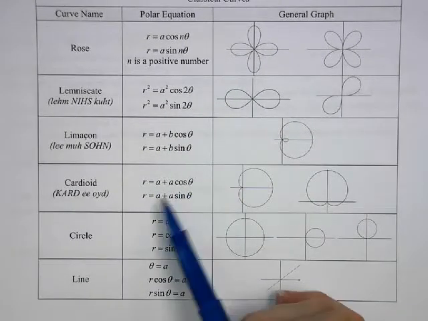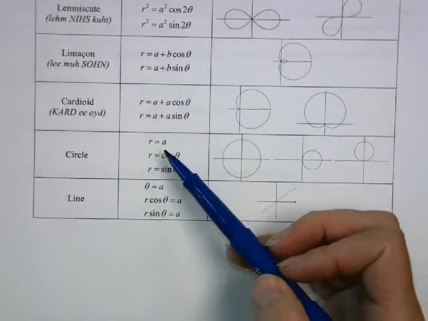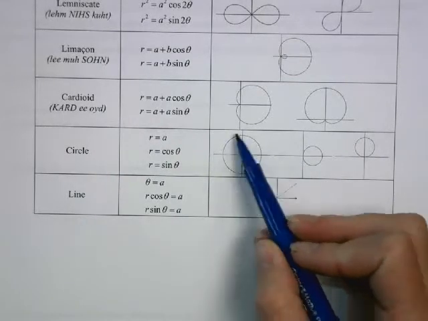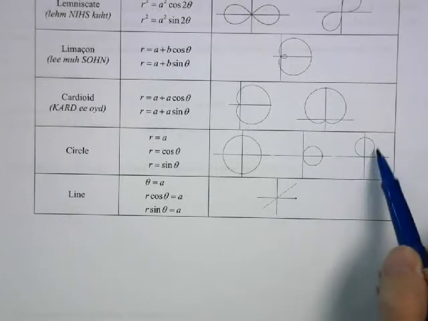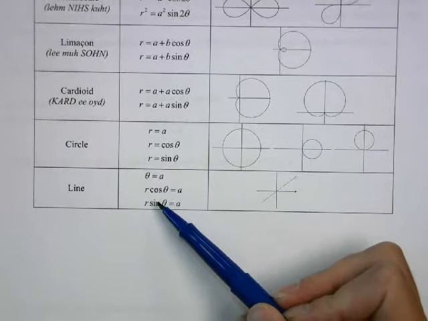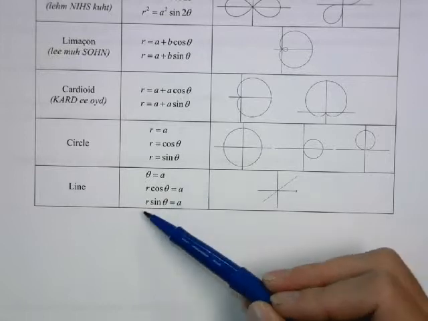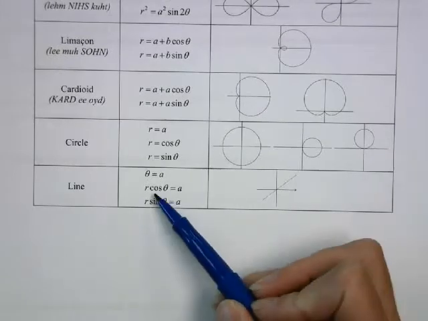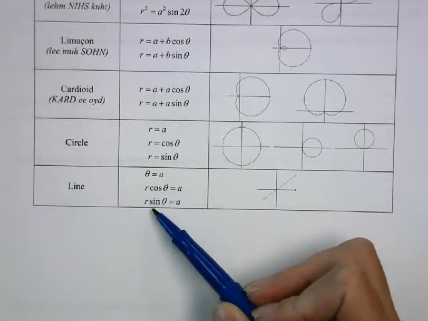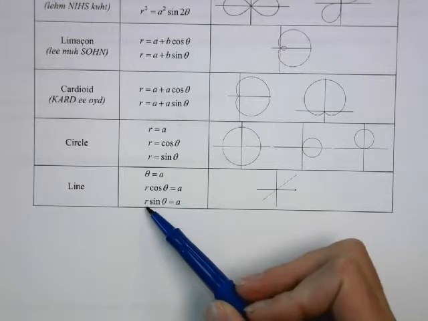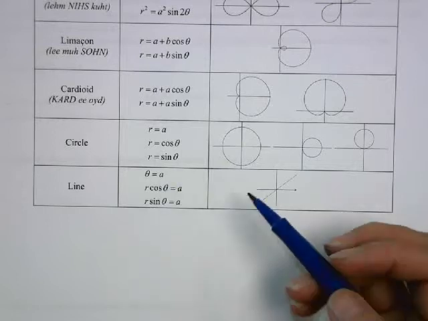So the cardioids are a plus a cosine and a plus a sine. Circles can just be a circle at like a or like 2, so this would be r equals 2. R equals cosine theta and r equals sine theta. A line through the origin would be theta equals a. If you have r cosine theta equals a, this would be a vertical line because that would be x equals a. r sine theta equals a would be a horizontal line, which would be y equals a. And you'll see those as r equals cosecant and r equals secant because you divide.